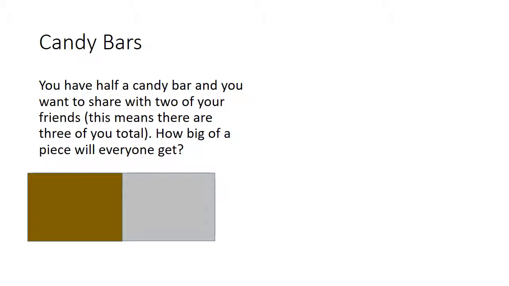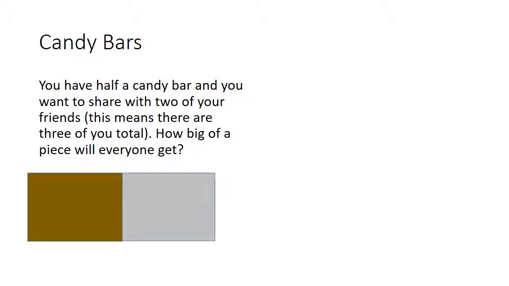To start out, let's look at a couple of real-life examples, a couple of story problems. This one says you have half a candy bar and you want to share it with 2 of your friends. This means there are 3 of you total. How big of a piece will everyone get?